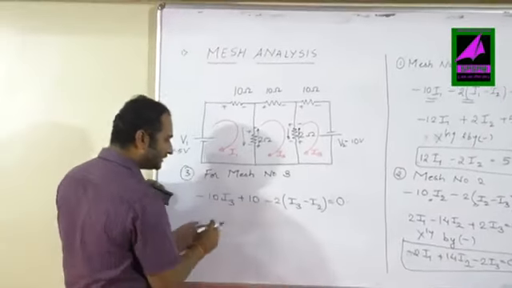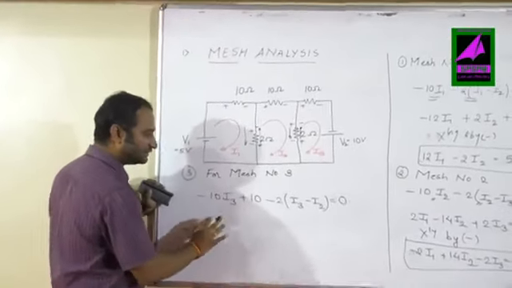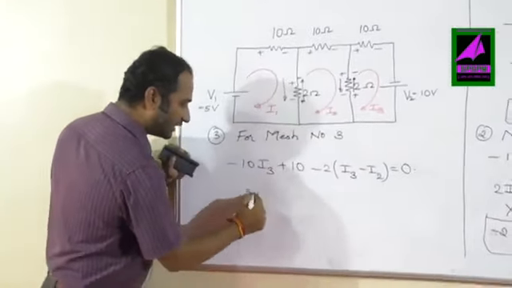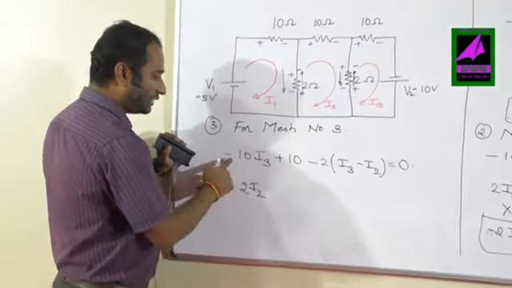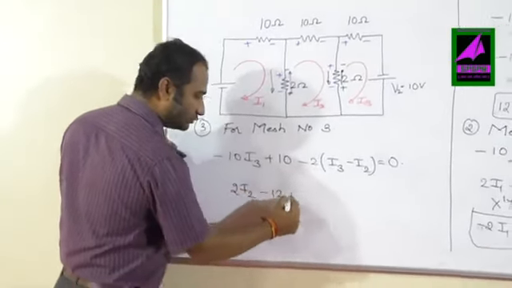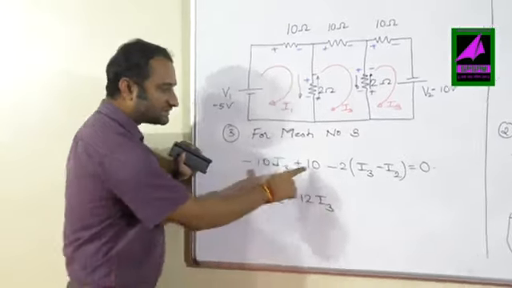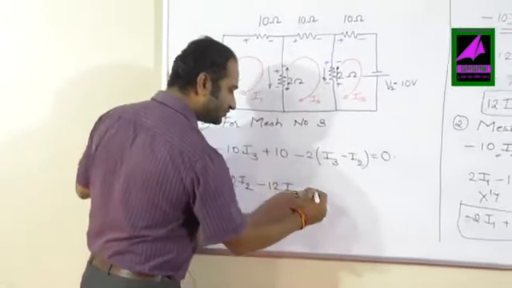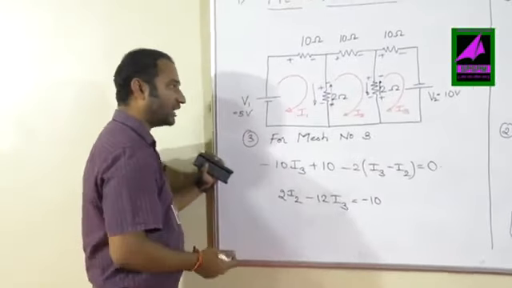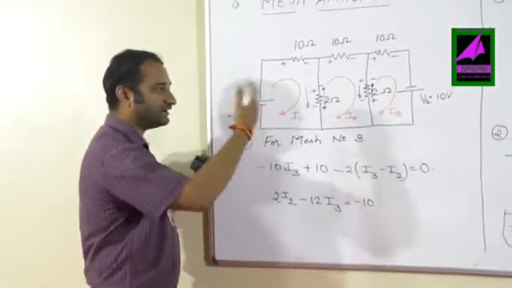So if I try to see here, there is no I1, so I leave it as it is, but I2 is available, so minus into minus is plus, so plus 2 times I2. I3 is minus 10 I3 and then minus 2 I3, so total is minus 12 I3. This I will take on the RHS, this becomes minus 10. Again, as I said, about which mesh I am talking, I will take that current as positive.